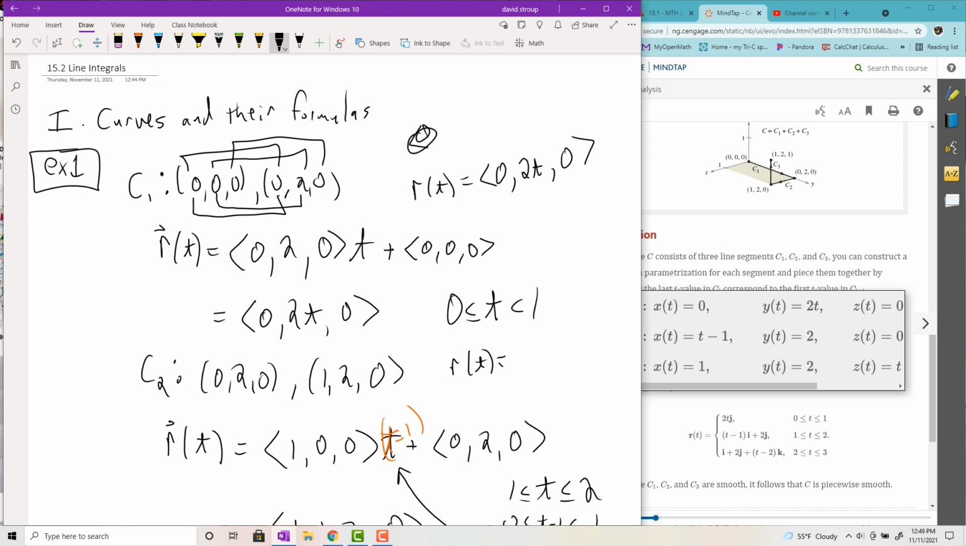R of t in the second one, there's an issue with the first component. But then you have to worry about it's 1 to 2, right? So you're going to have to go t minus 1, and then 2, and then 0. Okay.